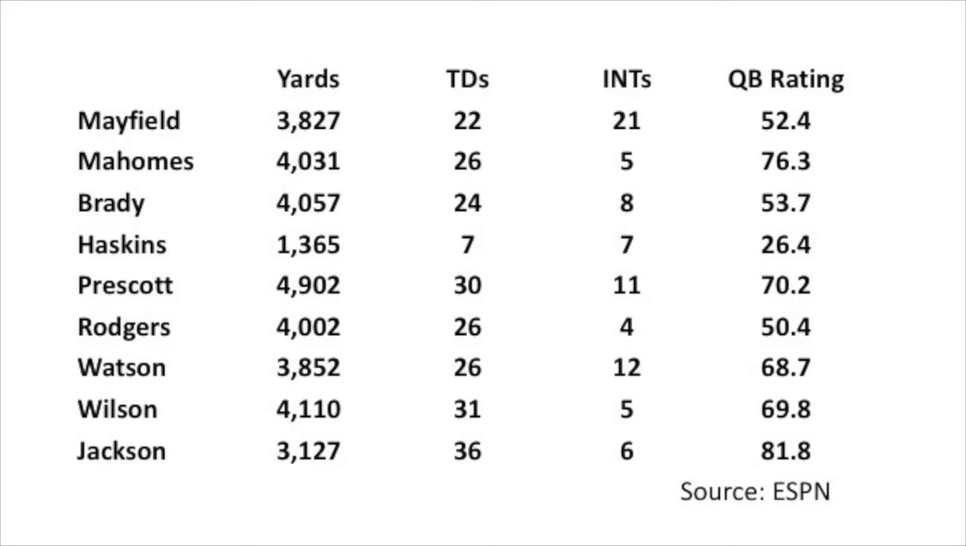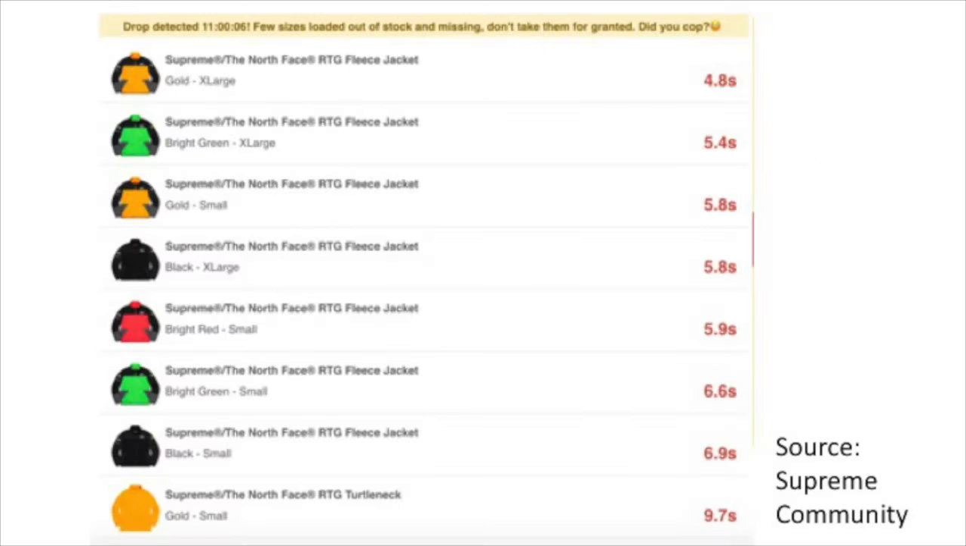Here's an example of a table of data with 9 observations and 4 variables. The 9 observations are NFL quarterbacks, and the 4 variables are passing yards, touchdowns, interceptions, and quarterback rating during the 2019 NFL football season. Here's another example of cross-sectional data showing the sellout times for different items sold on the Supreme website. This information is from week 3 of the spring-summer 2020 season.